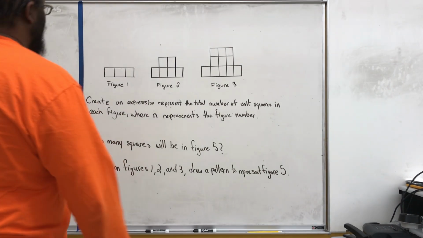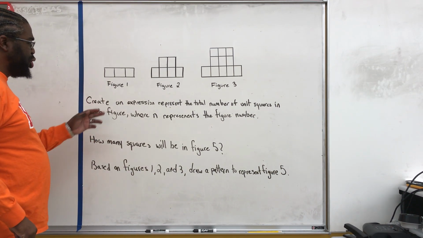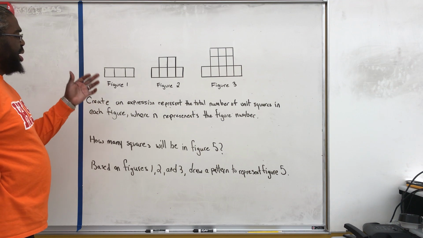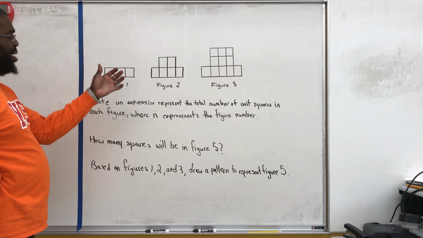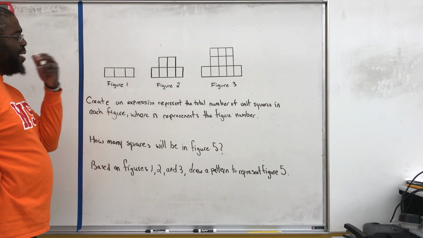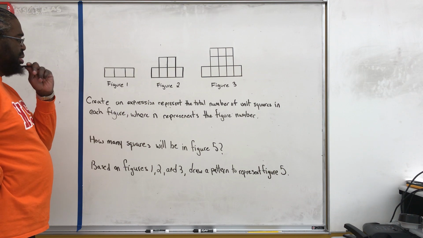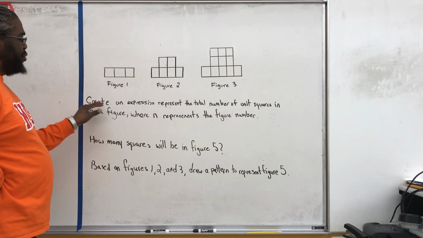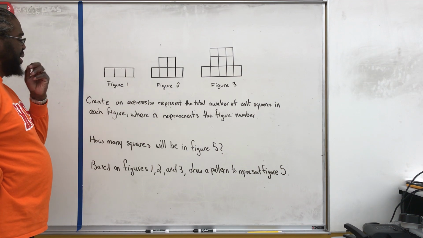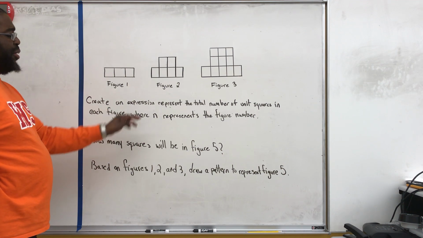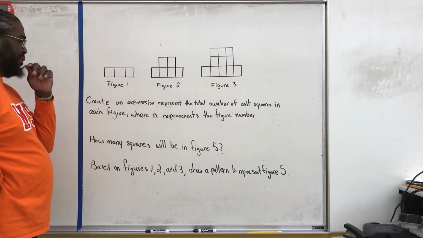So in the question that we have in front of us, we have three figures. Figure 1, Figure 2, and Figure 3 expand, and I'm trying to figure out the pattern so that I can continue it out and possibly get up to Figure 5. They want me to create an expression that represents the total number of unit squares in each figure, and n represents the figure number. So n is the number of the figure that I'm up to.